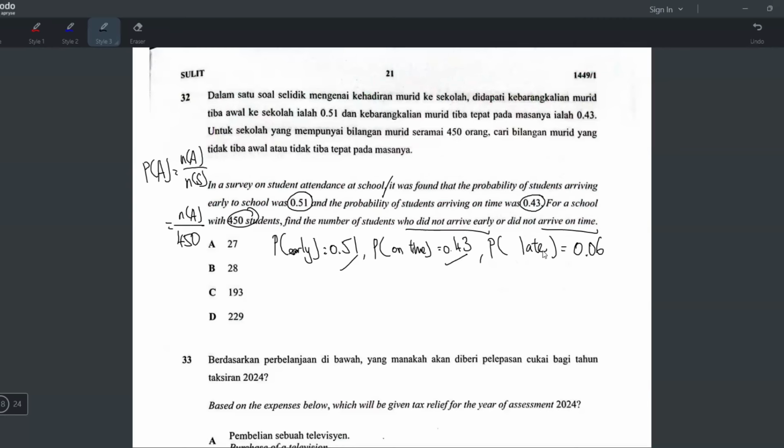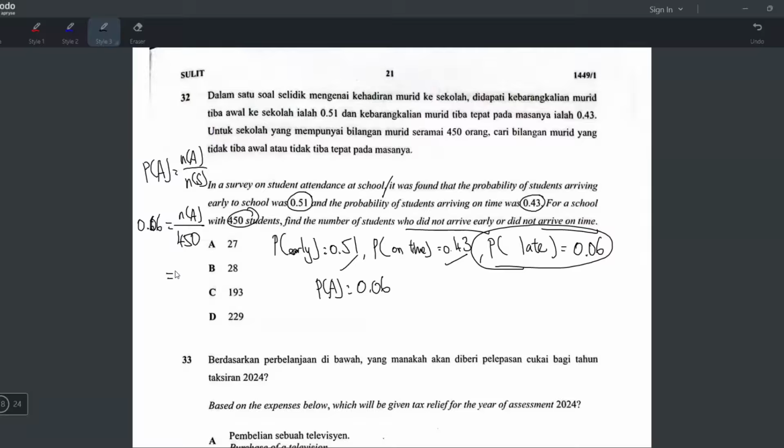So after knowing this, now we can try to find out the probability PA. So they want to find number of students who did not arrive early or did not arrive on time. Not early, not on time. Not early, not on time means probably or late lah. So this is the 0.06 you write here lah, like that.